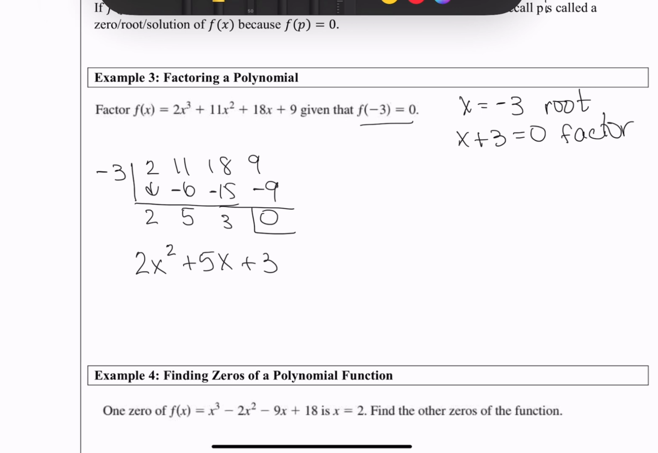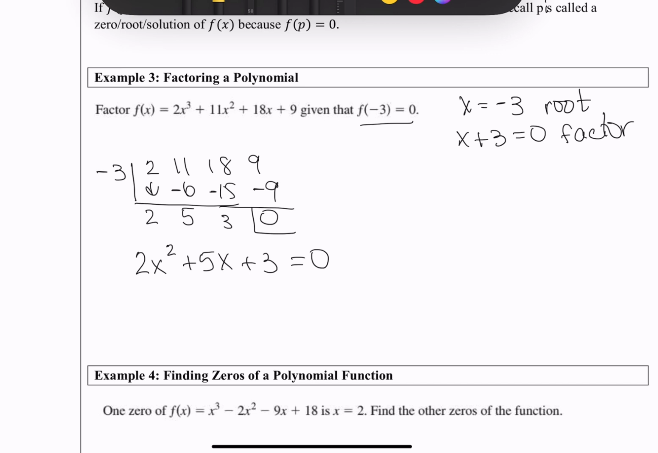So the number that's to the left of the remainder, that's your constant. And then every single term increases with degree. So 5 is your linear coefficient and 2 is your quadratic coefficient. I can now set this equal to 0 and continue to try and solve it. It's a quadratic. I should be able to factor it.